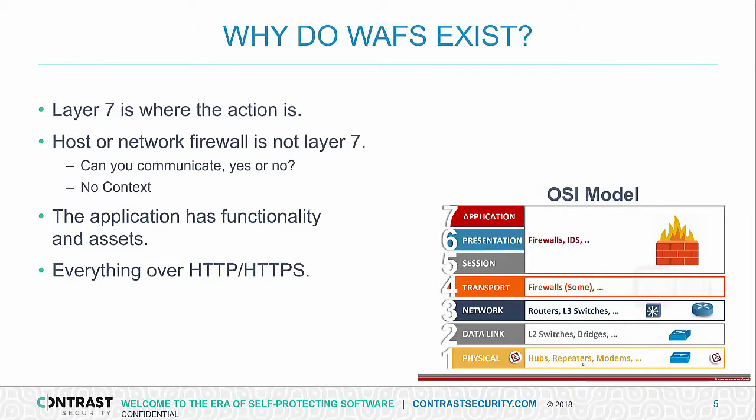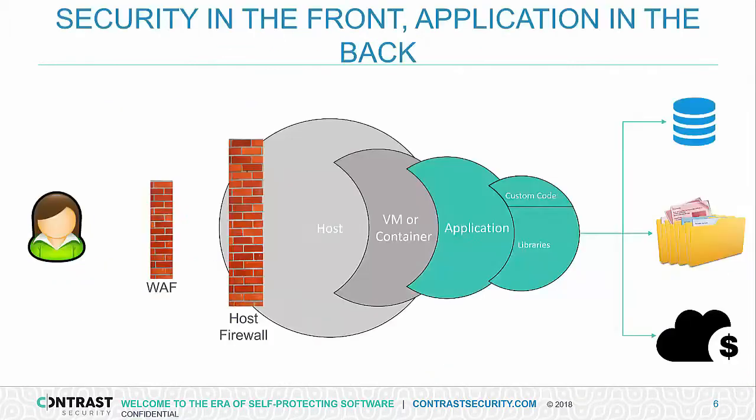And what we find with a lot of applications, especially web applications, is that the application has all that functionality and the ability to access the assets. It communicates to the database. It uses different files. It's what has the actual information that a lot of the attackers want and that companies don't want to lose. So with everything going over HTTP and HTTPS, the industry needed something that could look at that layer 7 network traffic.